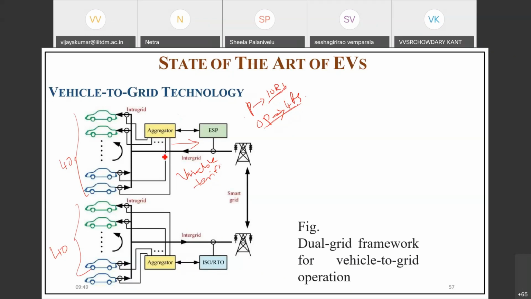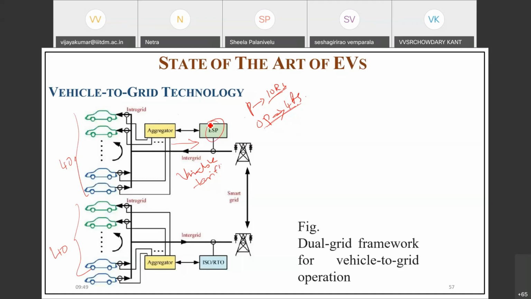Here, the aggregator knows for the entire month or entire year how much time your vehicle is connected, how much energy you consumed from the network, and how much energy you supplied to the network. Based on that, you will get an adjusted amount, or you have to pay the adjusted amount to the service provider, that is, the energy service provider.